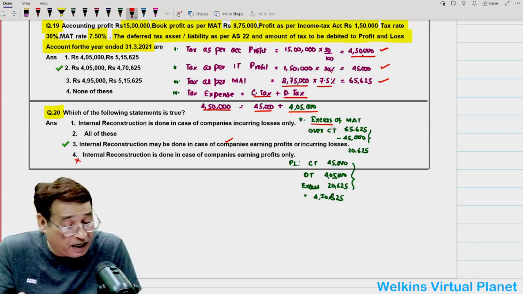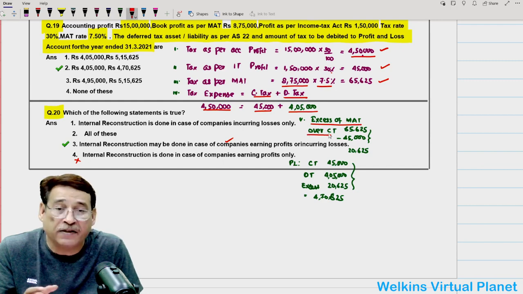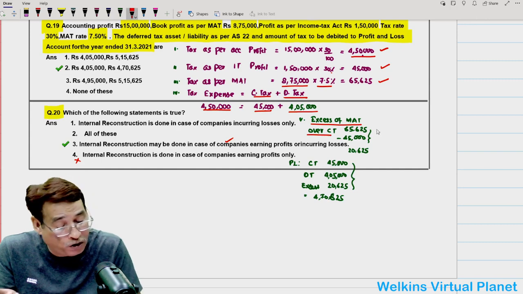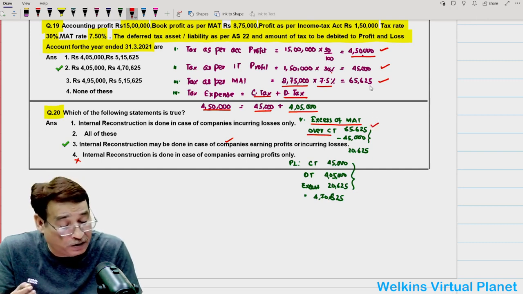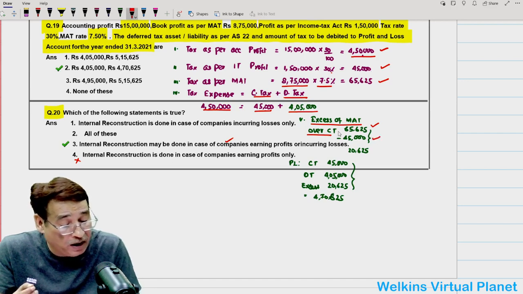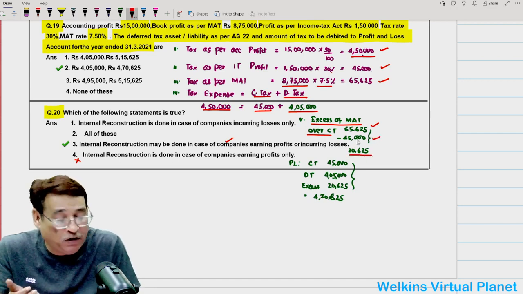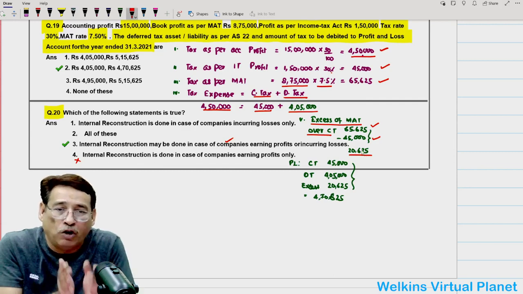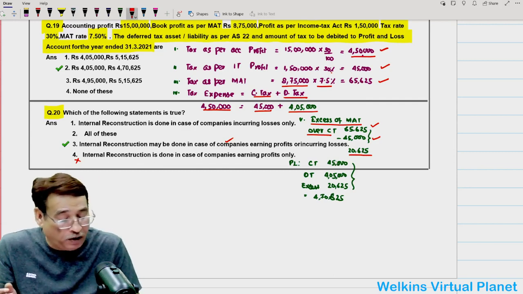That is known as excess of MAT over current tax. Excess of MAT, how much MAT? MAT means minimum alternative tax, that is 65,625. Now, what is your current tax? Current tax is 45,000. So, excess of minimum alternative tax over current tax will be 20,625.